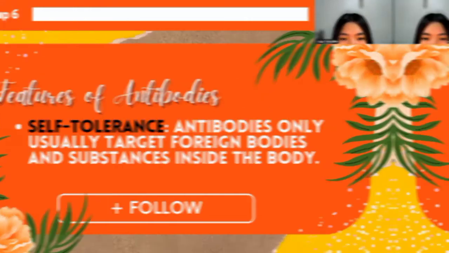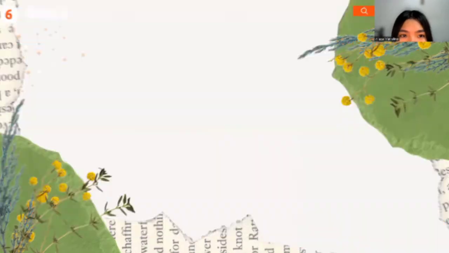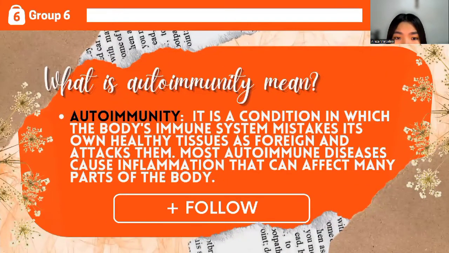So, next page. If an antibody works against the body's own healthy tissues, then this is known as autoimmunity. But what does autoimmunity mean? Next page. So, as you can see, autoimmunity is a condition in which the body's immune system mistakes its own healthy tissues as foreign and attacks them.